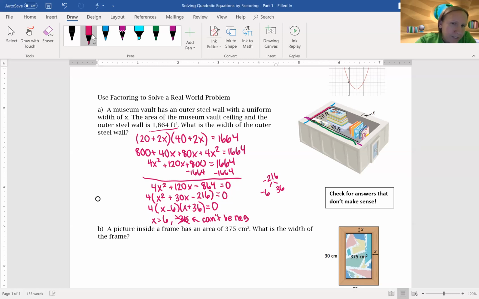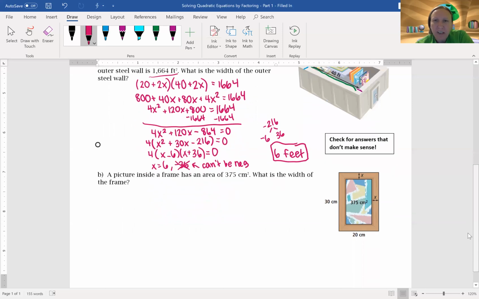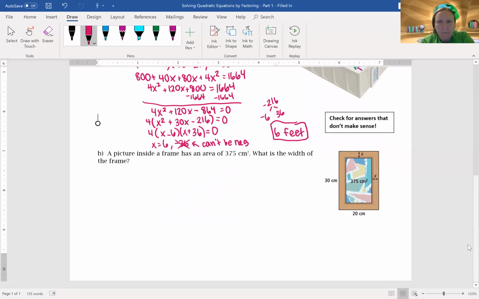So that negative 36 actually doesn't count here. And our actual answer is just that the width of the wall must be 6 feet. Okay. And B, we have a picture inside a frame that has an area of 375 square centimeters. What is the width of the frame?